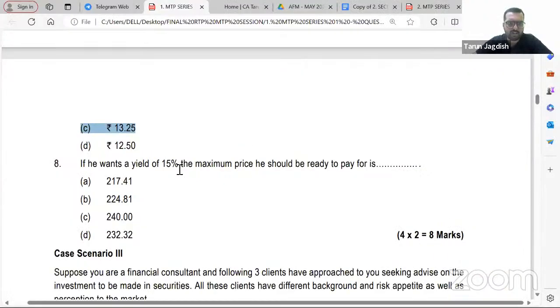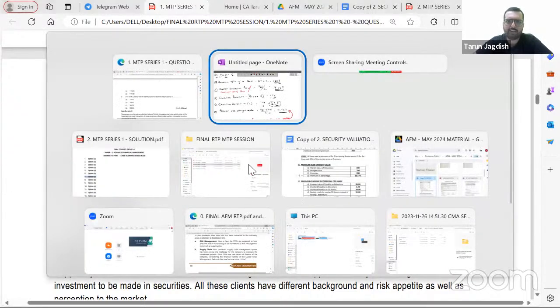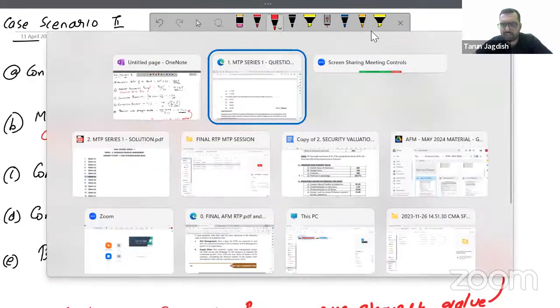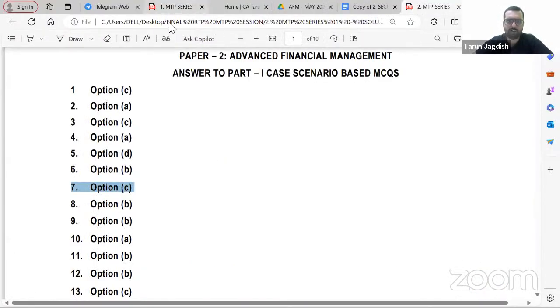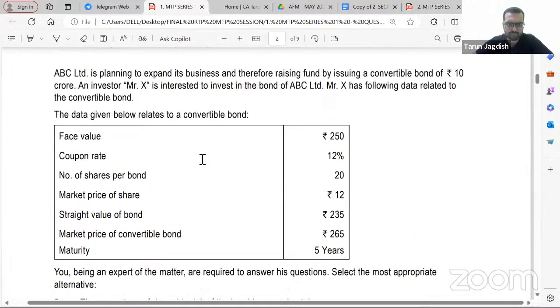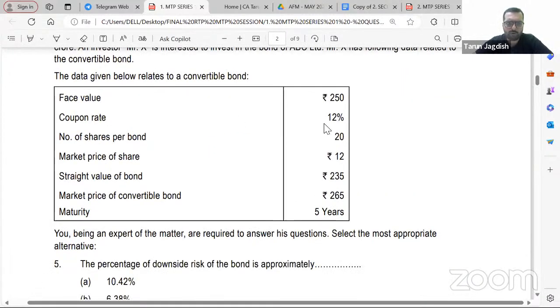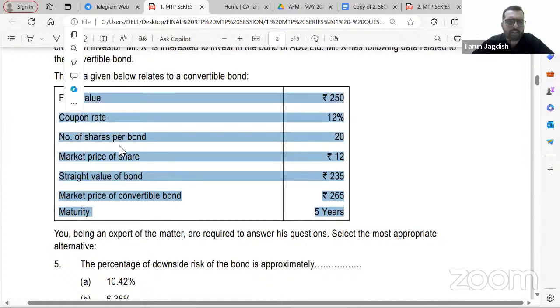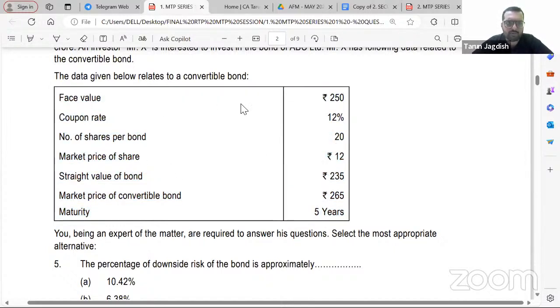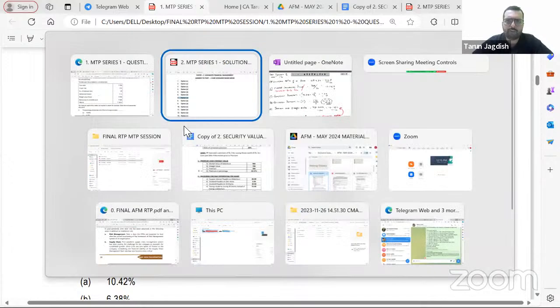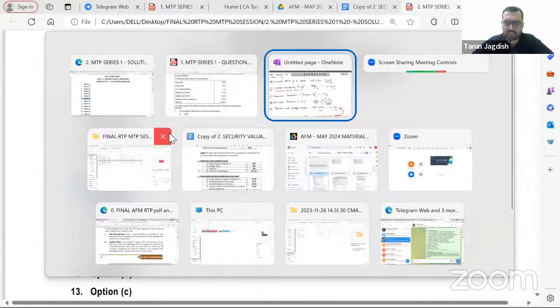All right, friends. Last one. If he wants a yield of 15%, the maximum price that he should be ready to pay would be. So friends, he is looking for a yield of how much percentage? 15%. So let's read the question again. They have given the coupon rate, they have given the market price, and they have given you the life as 5 years. So market price is the price today, face value is 250. Friends, if he is willing to pay 15%, we have to find out.